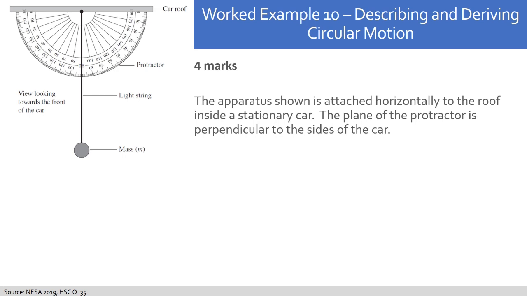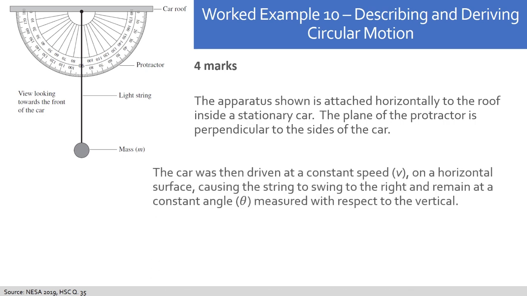It's a 4-mark question, and it says the apparatus is shown attached horizontally to the roof inside a stationary car. The plane of the protractor is perpendicular to the sides of the car. The car was then driven at a constant speed v on a horizontal surface, causing the string to swing to the right and remain at a constant angle theta, measured with respect to the vertical.